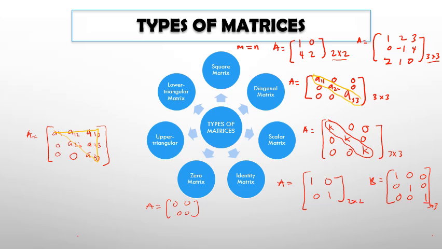If it's lower triangular, I think you can guess it. If we have the diagonal A11, A22, A33, the elements above the diagonal are 0. So there are A21, A31, A32. That's it.